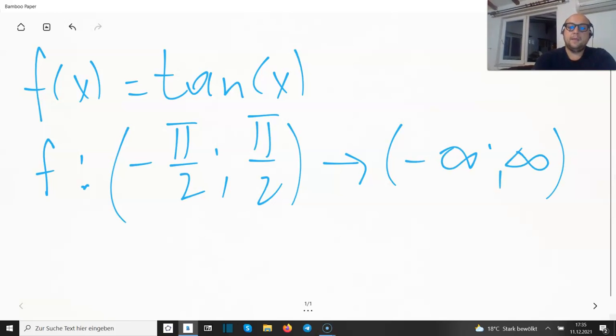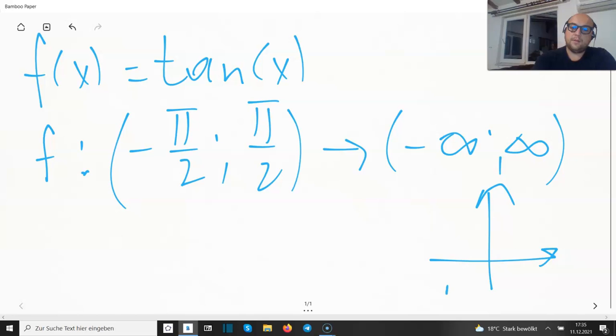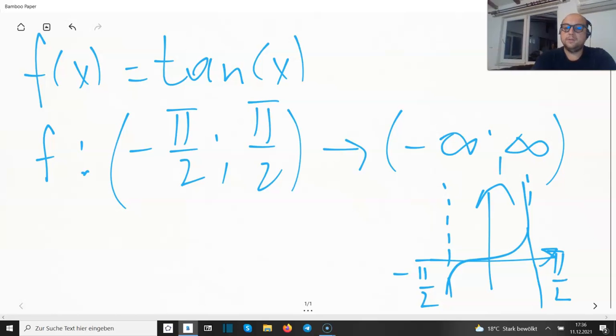So if you remember the graph of the tangent, one of the branches of the graph looks like that. So we start here, end up there. So this is minus pi divided by 2, and this is pi divided by 2. And of course, the graph isn't defined neither at minus pi divided by 2 nor at pi divided by 2 because we would be dividing by 0.